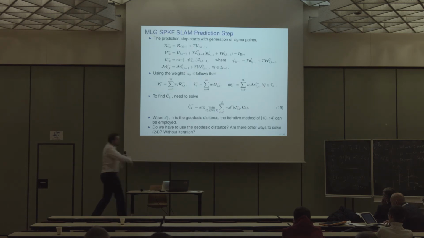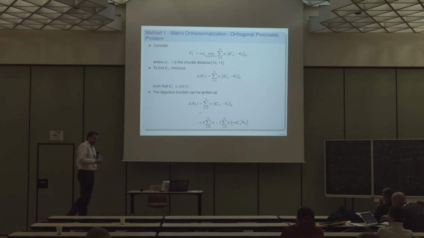You can plug all of this into this matrix Lie group sigma point Kalman filter. So basically we have the predicted position sigma points, predicted velocity sigma points, predicted attitude sigma points, and predicted map location sigma points. Now, R, V, and M are all elements of R3, so we can just add how we usually would. But to compute the attitude, we have to solve this problem. Now, you don't have to use D, the distance D, as a geodesic distance. For example, we're going to use the chordal distance here.